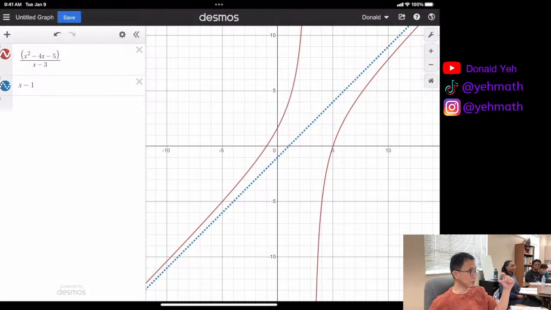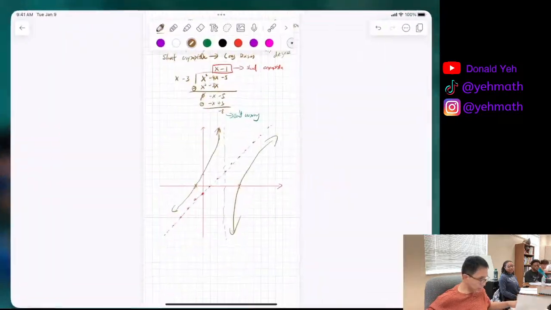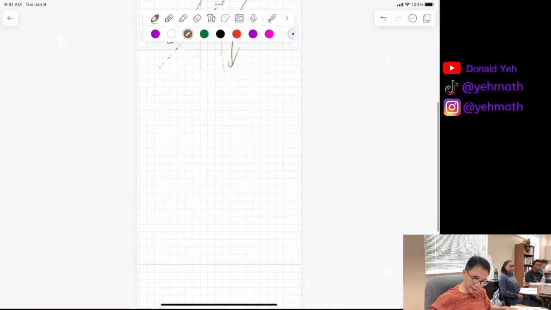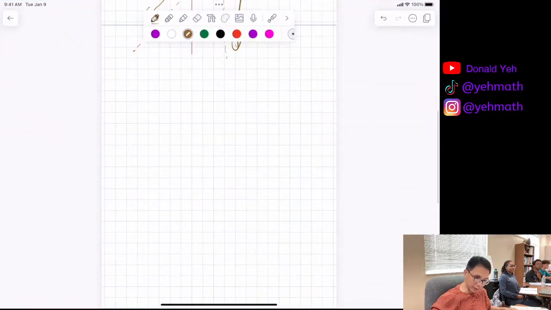Is that long division on the top. Okay, so what you're gonna do is graph one to see if you can find out what it is, and you can try to graph the whole thing. Find x-intercept, y-intercept, and everything.